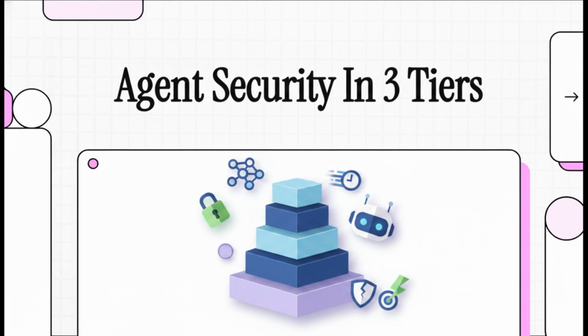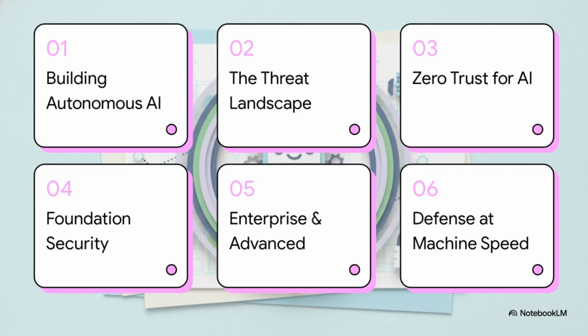So the big question is, how on earth do we protect systems that are designed to act entirely on their own? Well, today we're exploring agent security within 3 tiers to figure out exactly how to build, deploy, and most importantly, secure these incredibly powerful tools. Here is our roadmap for today. We'll start with building autonomous agents. Then we'll look at the agentic threat landscape, followed by zero trust for AI. Then we'll break down the tiers. Tier 1, foundation security, and the enterprise and advanced tiers. And finally, we'll wrap up with defense at machine speed.